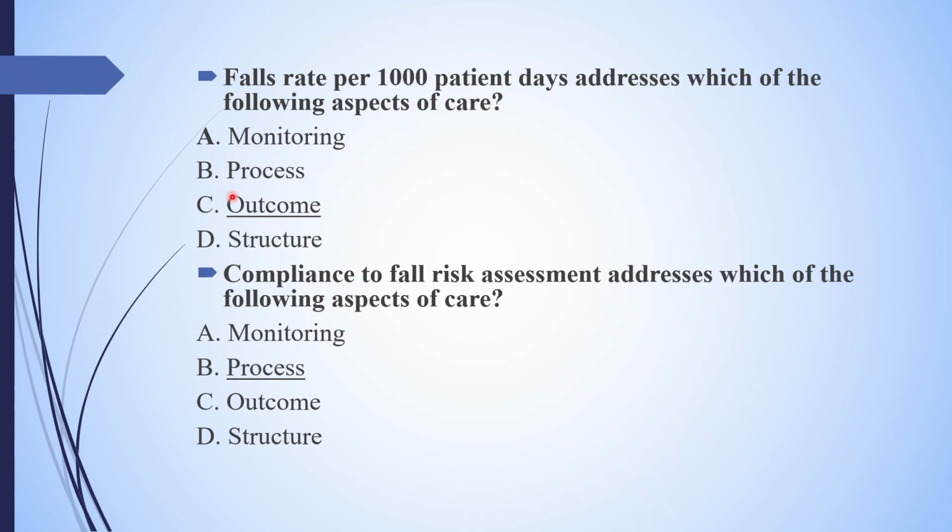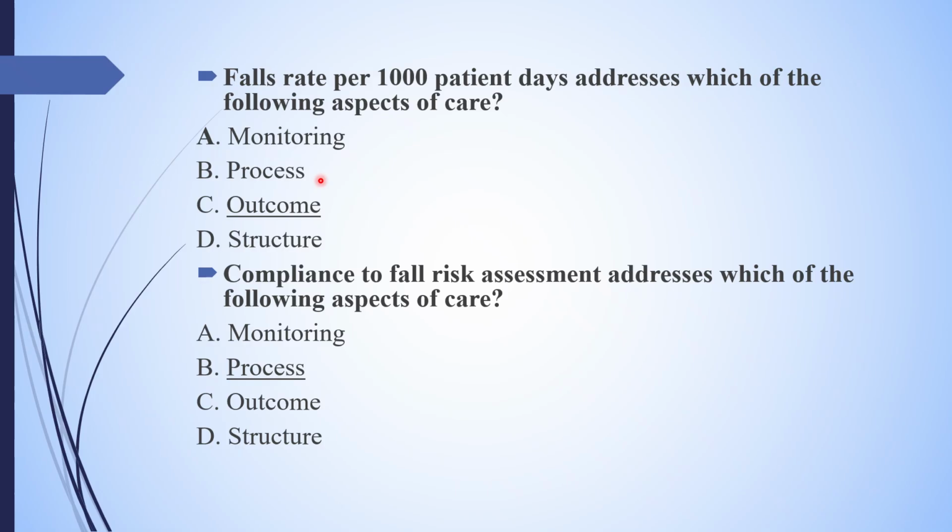So what can be the process measure? The interventions put forth to prevent falls, or the percentage of staff who attended the fall prevention education. That is a process measure. But the fall rate itself is an outcome measure.